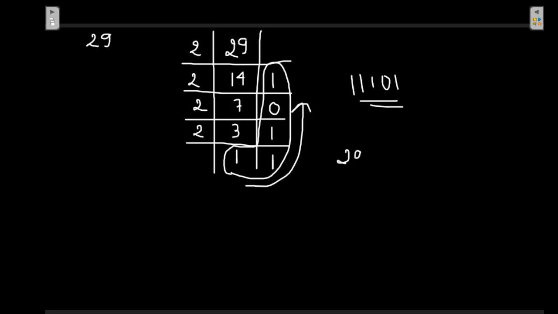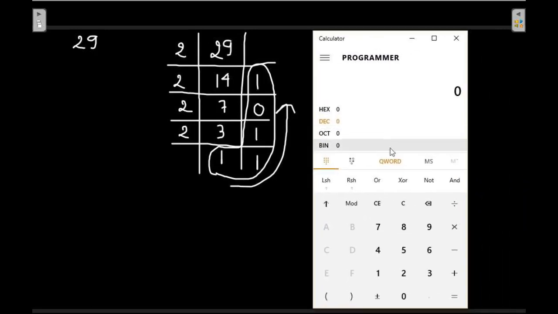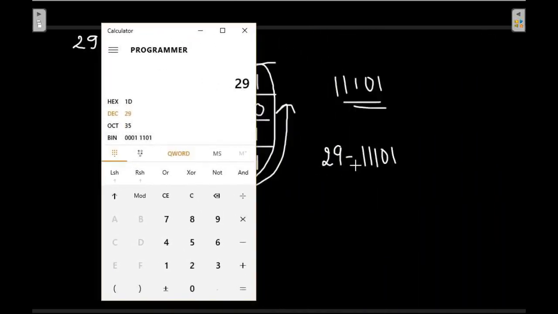So in binary we write 29 in the form of 1, 1, 1, 0, 1. We can check that here. We write 29 and we get 1, 1, 1, 0, 1. Ignore these threes, because that is just the number of times we are dividing. So we are getting 29 in decimal form and 1, 1, 1, 0, 1 in binary form.